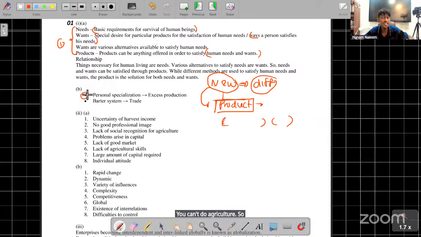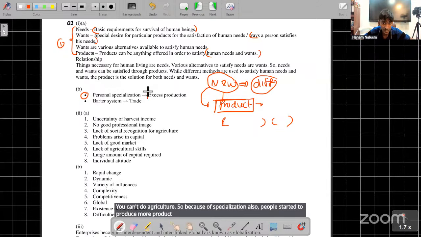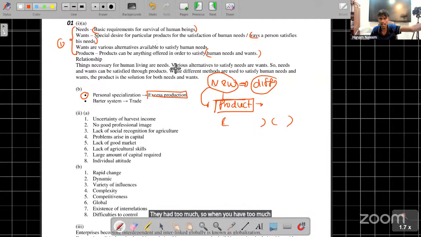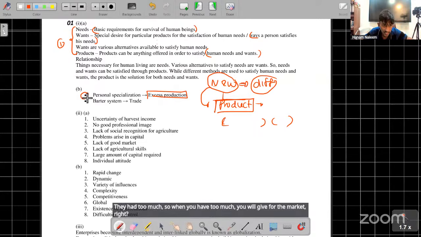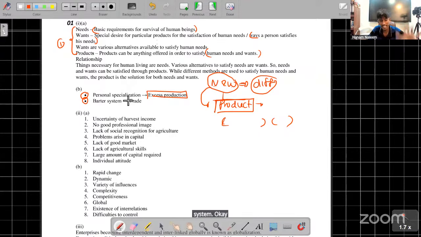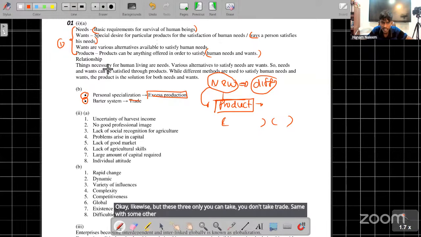So because of specialization, people also started to produce more product. And the next one is excess production. They had too much, so when you have too much, you will give it to the market, right? And the next one, barter system. Okay, barter system. Likewise, but you can take only these three. You don't take three. Same, there are some other reasons why people started to produce for the market.